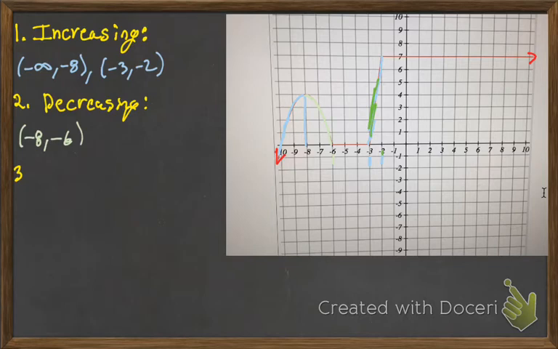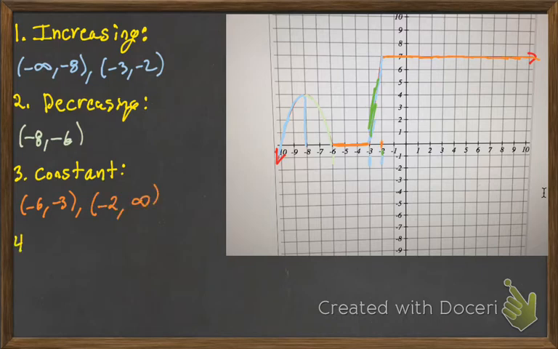Okay, so we've got increasing, we've got decreasing, and then the constant portions are where it's flat. So we are flat from minus 6 to minus 3, and we are also flat from negative 2, and then it's going to be flat indefinitely. It's flat the whole rest of the way.